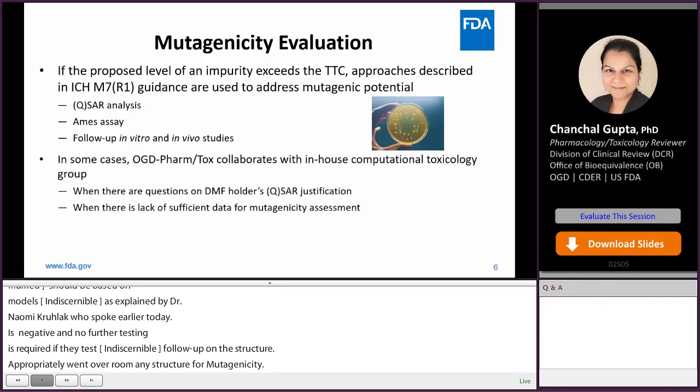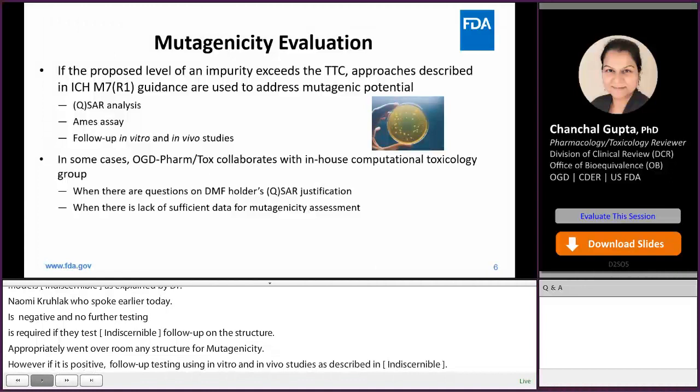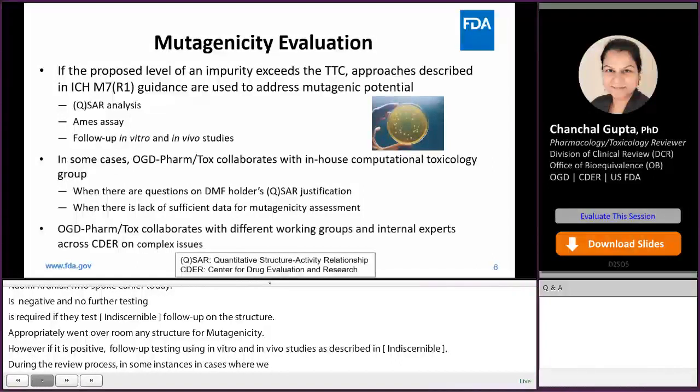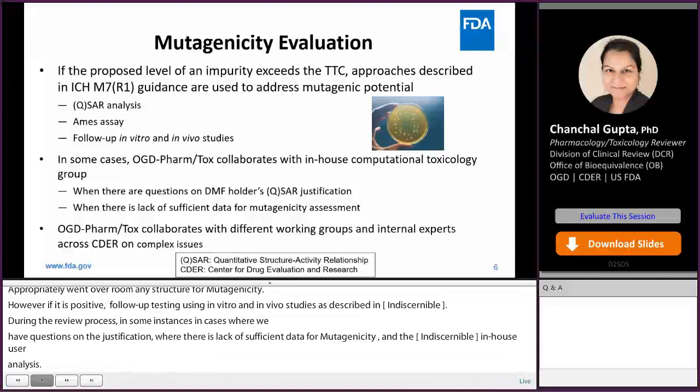During the review process, in some instances, such as cases where we have questions on the submitted QSAR justifications, or when there is lack of sufficient mutagenicity data, OGD-Pharm collaborates with our colleagues in the computational toxicology team who perform in-house QSAR analysis on the concerned impurities. OGD-Pharm also collaborates with different experts and working groups within CDER to navigate complex issues regarding safety evaluation of impurities.